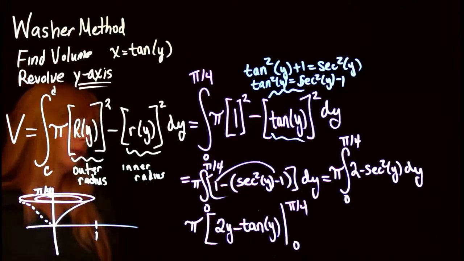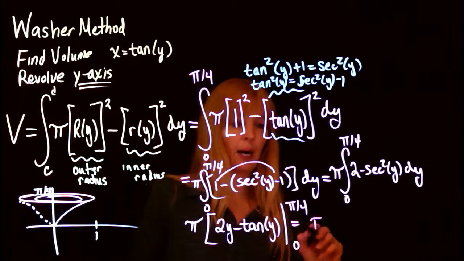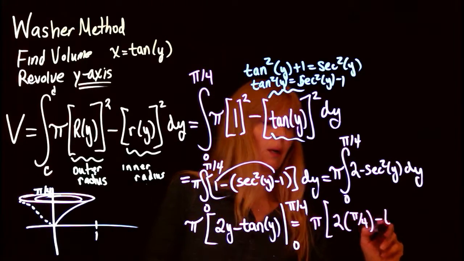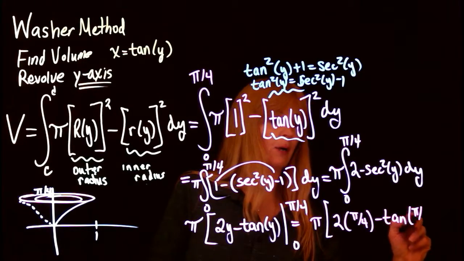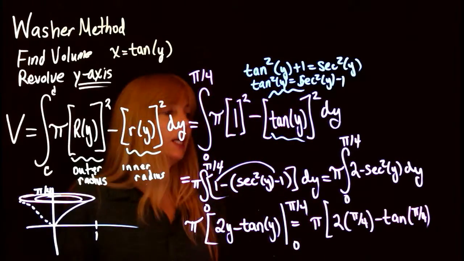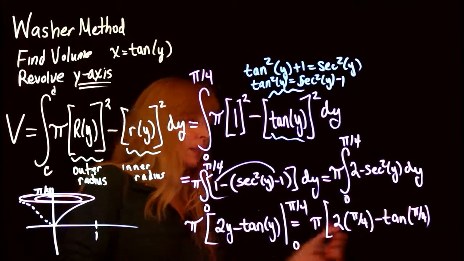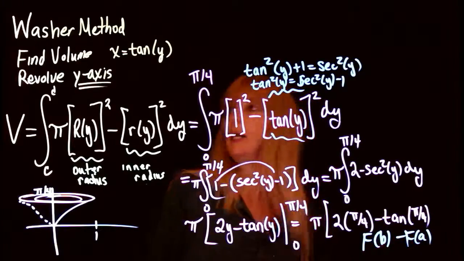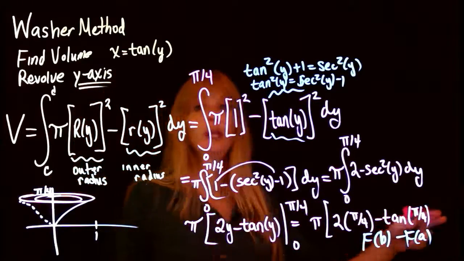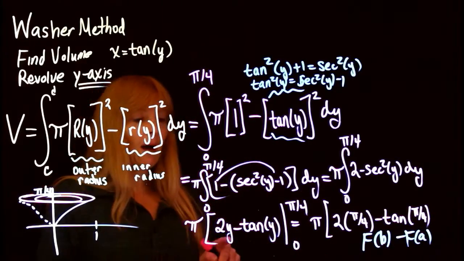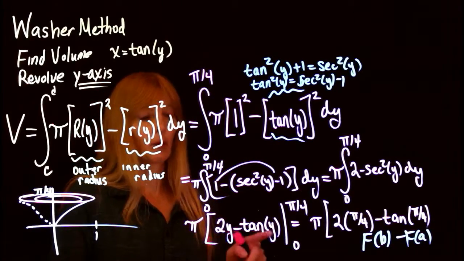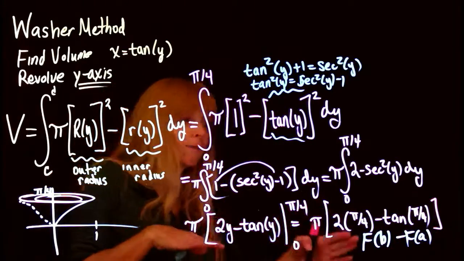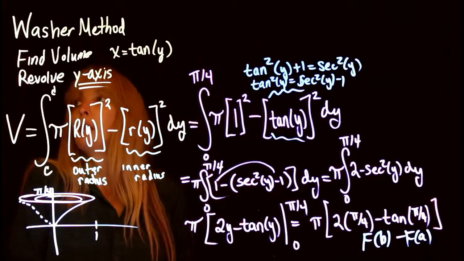All right, so then from here you just start plugging things in. So I got pi, I got 2 times pi over 4 minus tangent of pi over 4. Now really, I run out of room, but remember this is that whole f of b minus f of a. So you really should do the minus f of a, but if I plug in 0, I'm going to get 0 minus 0, and that's just 0, so I ain't going to do it. But you got to be careful, okay, so you should be doing that as well.